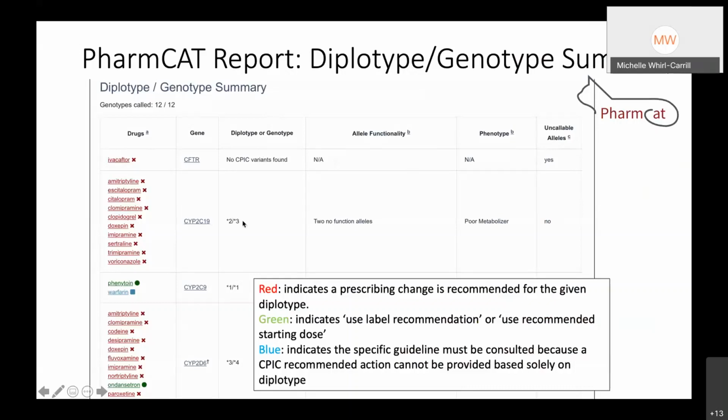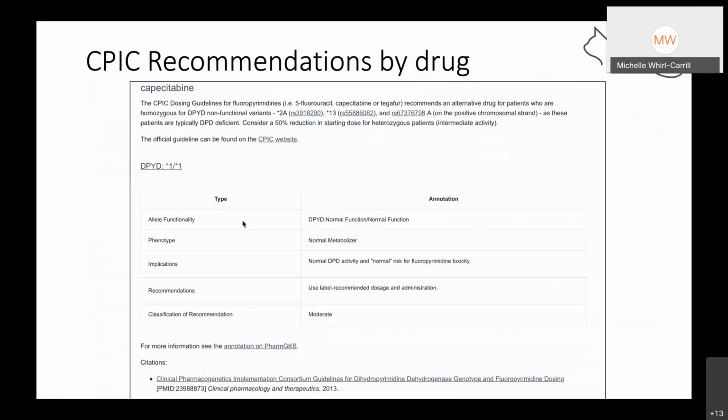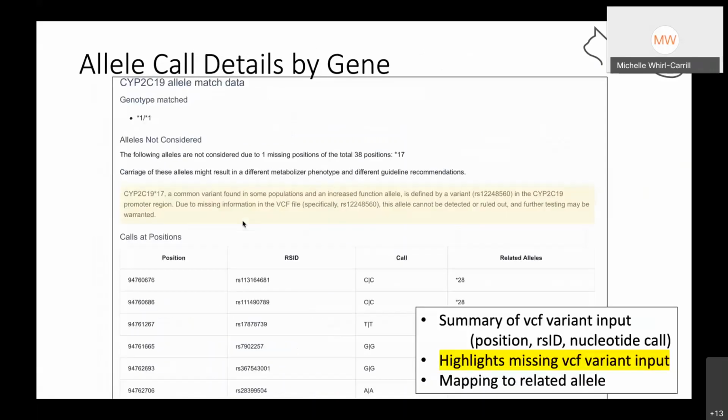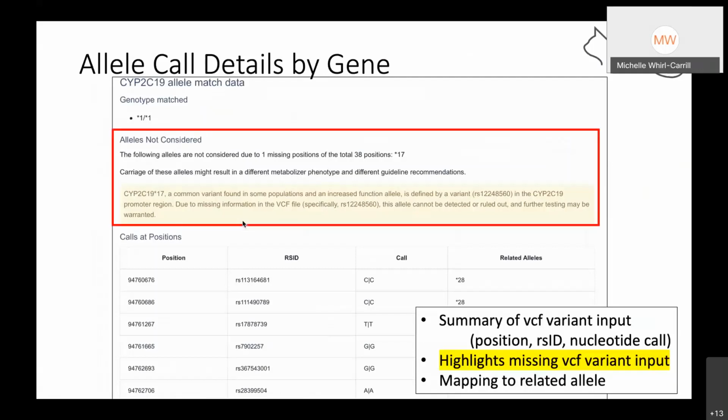This is a quick overview. If you went down the report, you'd see information in more detail. We give you drug by drug what the CPIC recommendations are for that particular patient, and all the information about what variant positions were available to us when we made that call, and if we were missing information. In this case, this patient was called a star 1 because it was really exomes.